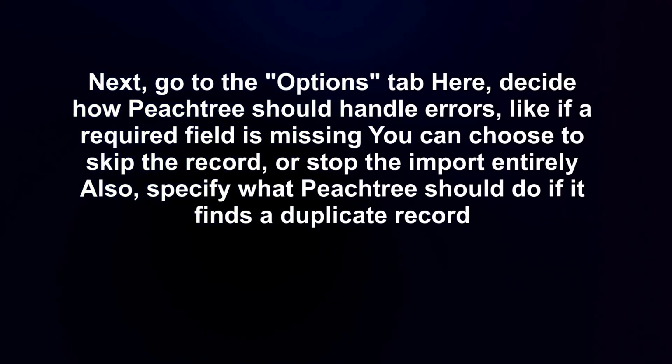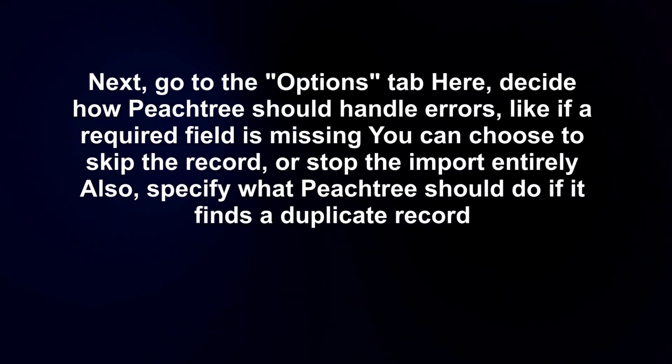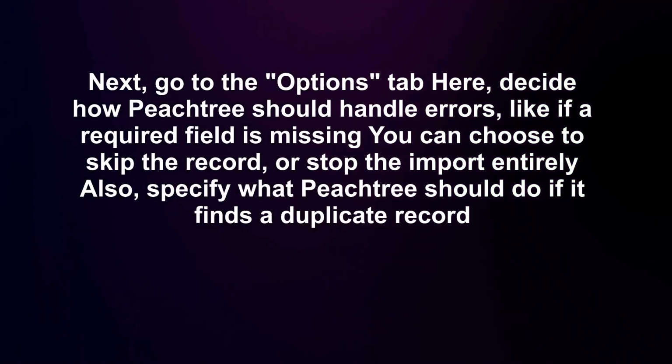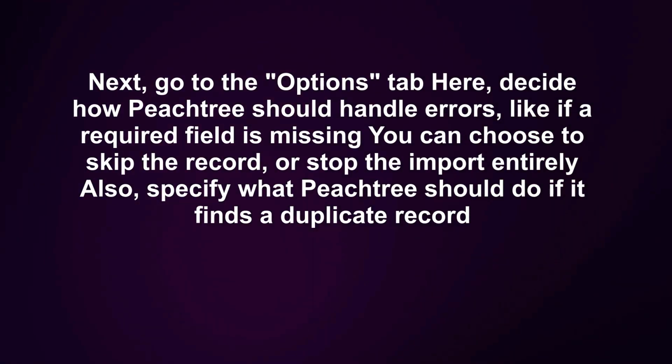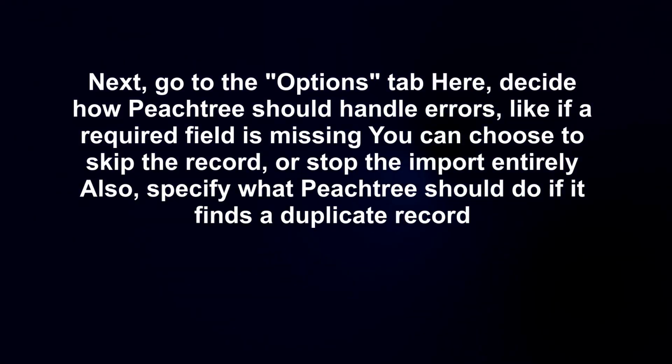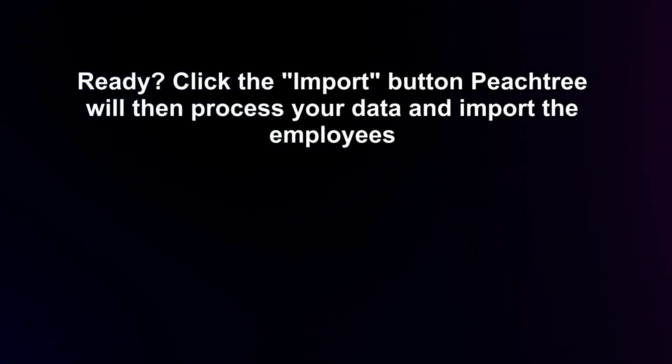Next, go to the Options tab here. Decide how Peachtree should handle errors. Like if a required field is missing, you can choose to skip the record or stop the import entirely. Also, specify what Peachtree should do if it finds a duplicate record. Ready? Click the Import button.